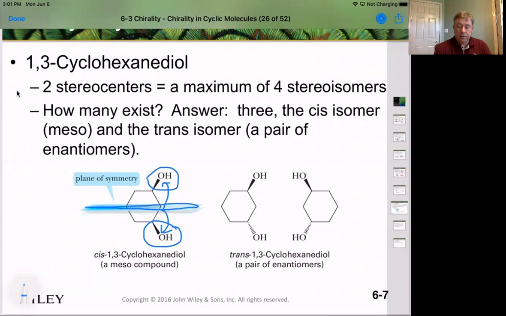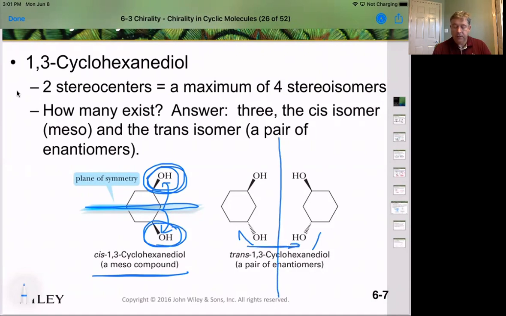That makes this one a meso compound. Okay, so if we were to try to draw the other isomer, we have to flip one of these around. So we're going to keep this one as our solid wedge, turn this one into our dashed wedge here. And when we make our mirror image here, it creates these 2 images here.